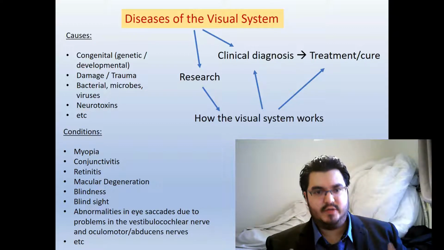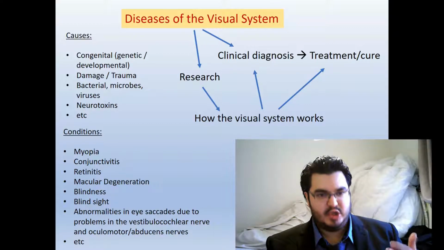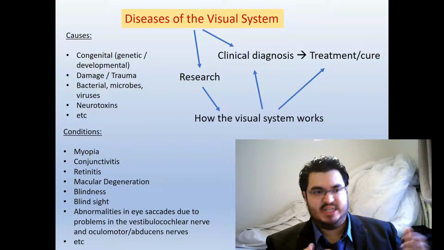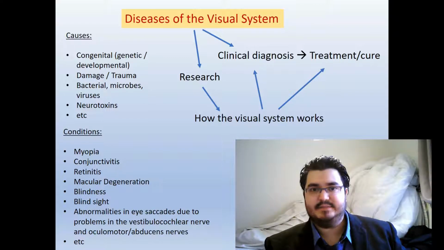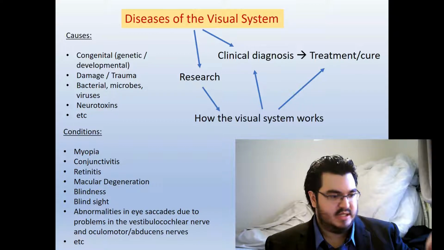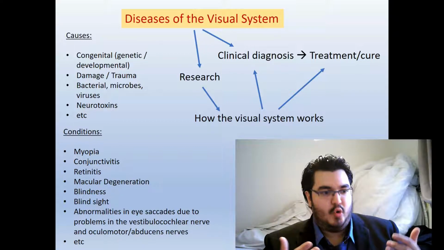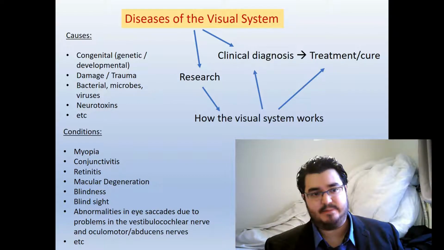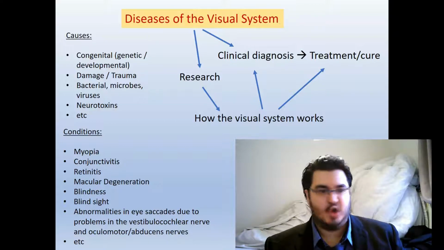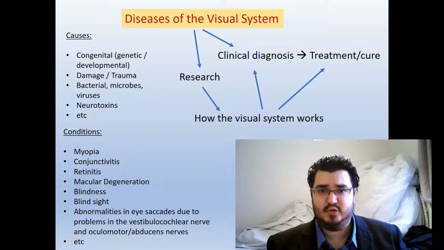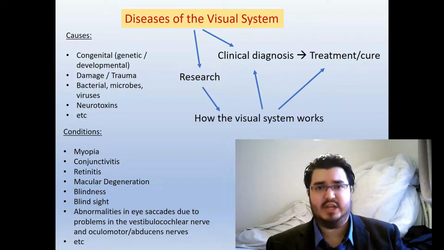A lot of what we know about the brain, for example, and sensory systems and motor systems, is based on studying conditions and disorders, like diseases. So for example, myopia, conjunctivitis, retinitis, macular degeneration, blindness, abnormalities: from this we know about the nervous system, about the visual nervous system. And of course, the research helps us to develop treatments and cures. So it's, again, interdisciplinary neuroscience and applied neuroscience here.